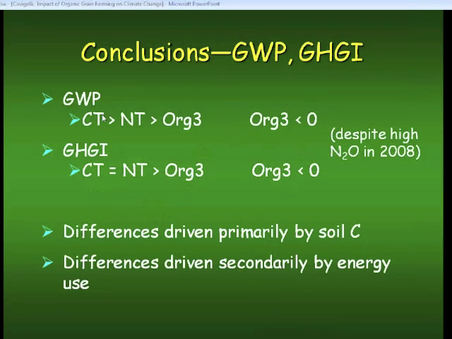Finally, then, global warming potential was highest in the chisel-till system, lower in the no-till system, and even lower in the three-year organic system, and global warming potential was negative in the organic system, despite having high N2O in 2008. When we factor in the yield differences, we see that the greenhouse gas intensity was similar for chisel-till and no-till, but still greater than the organic system, and organic still had a negative GHGI. These differences among systems are driven primarily by soil carbon and then secondarily by energy use.